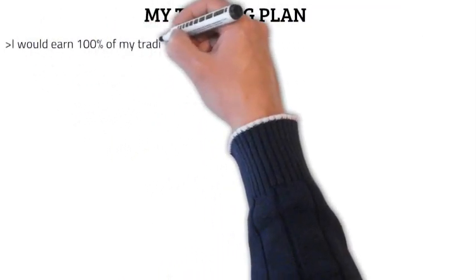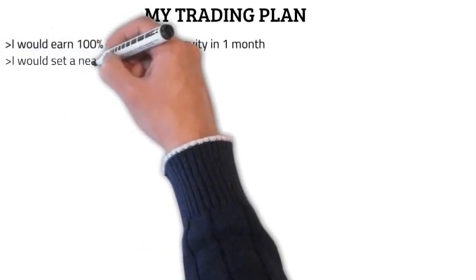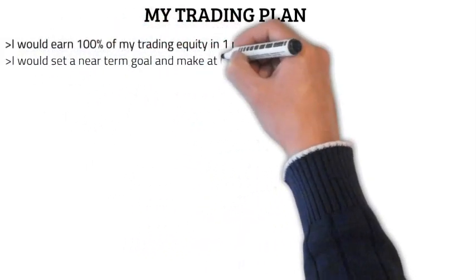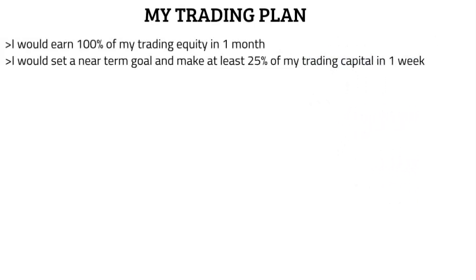The first is I will earn 100% of my trading equity in 1 month. That is to say, if I have $500 in my trading account, I should be able to make a profit of $500 in 1 month. The next is I will set a near-term goal and make at least 25% of my trading capital in 1 week.